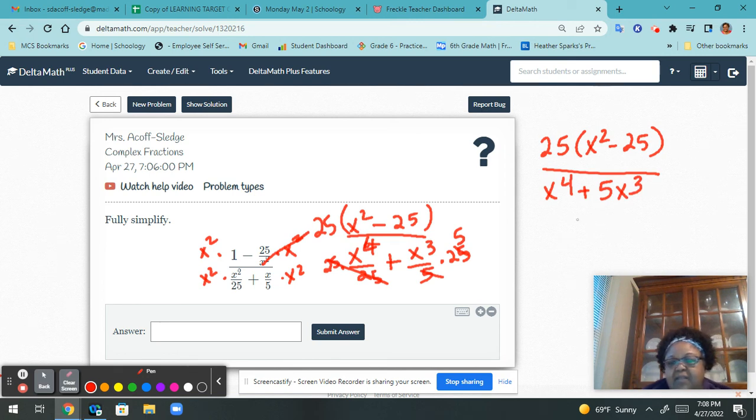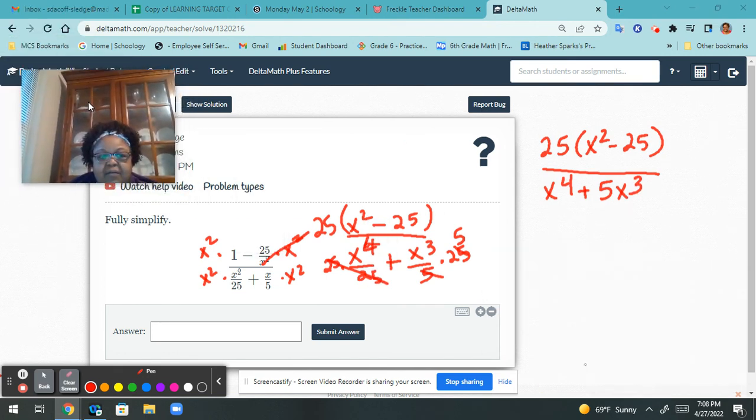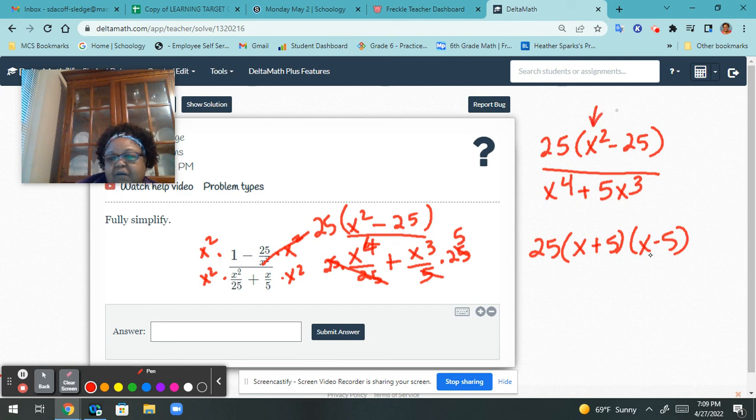Okay, so this part here at the top factors out to 25 times x plus 5 times x minus 5. Difference of squares. You take the square root of your first term, the square root of your second term, and make one plus and one minus. Now, here I can factor out an x cubed, because that's my smallest exponent.